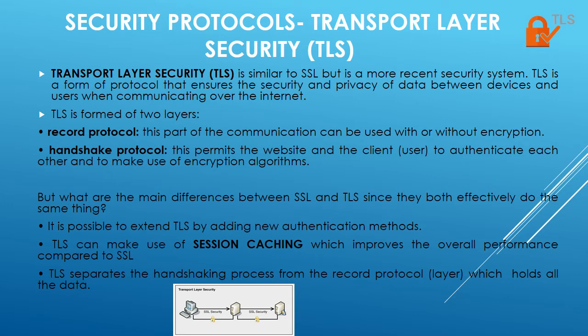TLS is formed of two layers. Number 1, Record Protocol Layer. Number 2, Handshake Protocol Layer. Record Protocol. This part of the communication can be used with or without encryption. It contains the data being transferred over the internet. Handshake Protocol. This permits the website and the client or user to authenticate each other and to make use of encryption algorithms. A secure session between client and website is established.